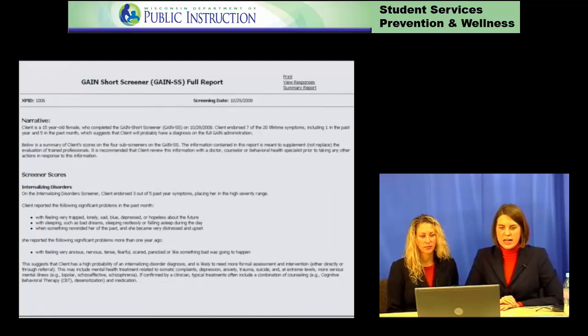Again, it has the date and the client ID generated automatically. And this has more of a narrative. So it says this client is this age, this gender, they completed the screener on this date, they endorsed this many symptoms, and then it actually breaks down by screener which symptoms they endorsed and for what time period.